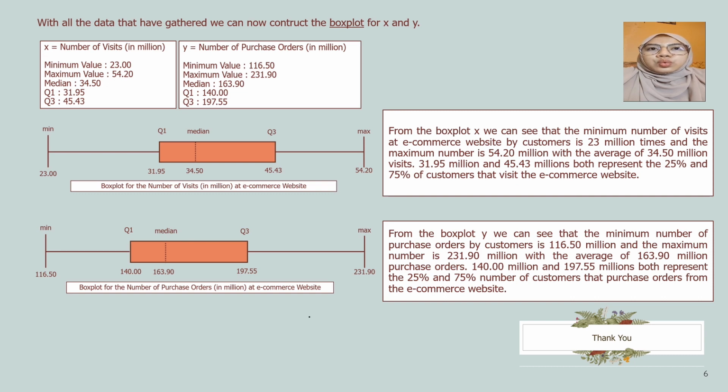From box plot Y, we can see that the minimum number of purchase orders by customers is 116.5 million and the maximum number is 231.9 million, with the average of 163.9 million purchase orders. 140 million and 197.55 million represent the 25% and 75% of customers that purchase orders from the e-commerce website.